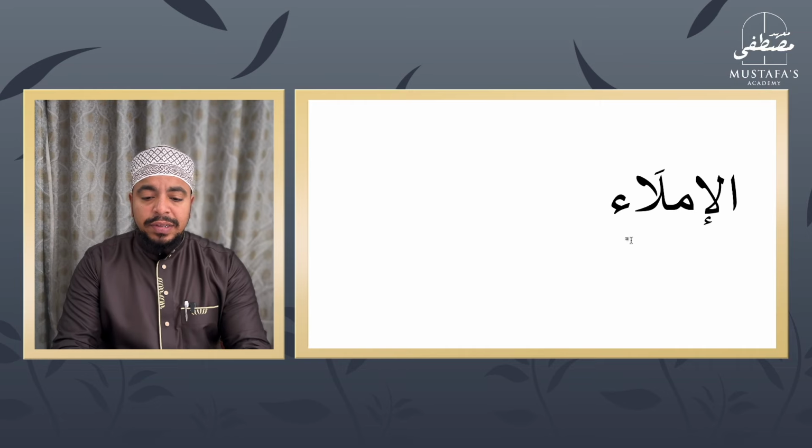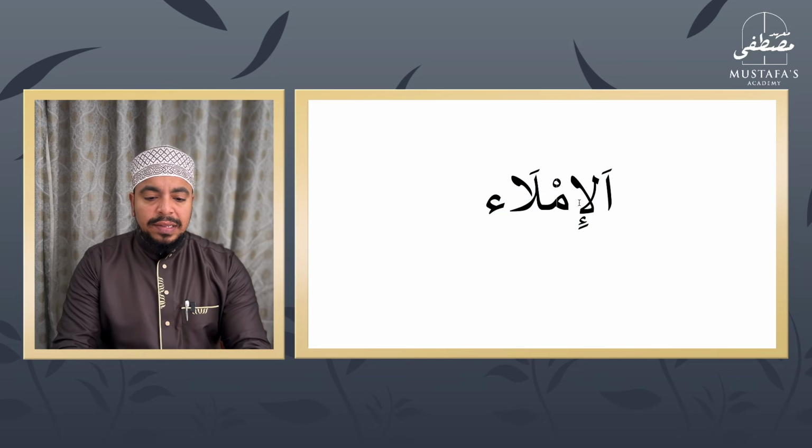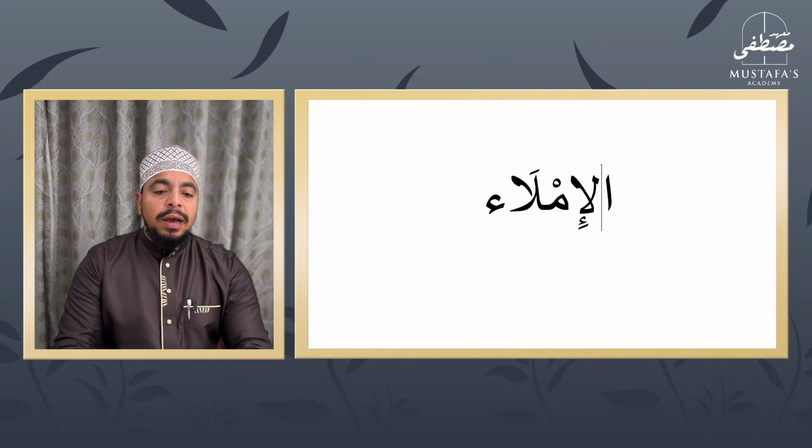If I am to put diacritics on this, then I'll put one here. Al-imla. Now, why did I not put a fatha over here and say al-imla? Because it's incorrect. Now, if you realize that, it becomes really simple to know when do I put the fatha, kasra, or dhamma? Which one do I put, according to the word that I have?